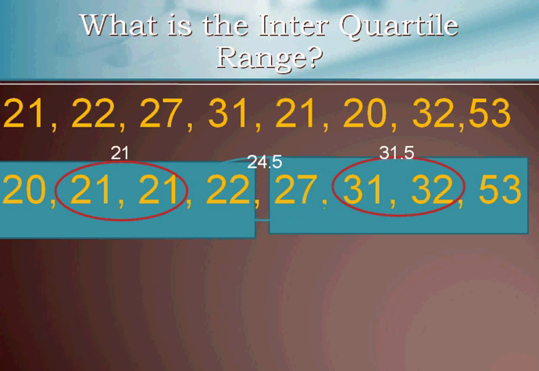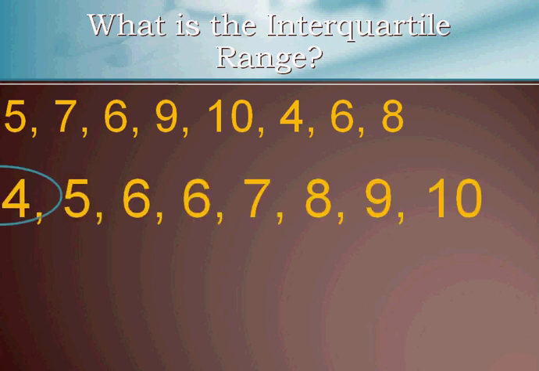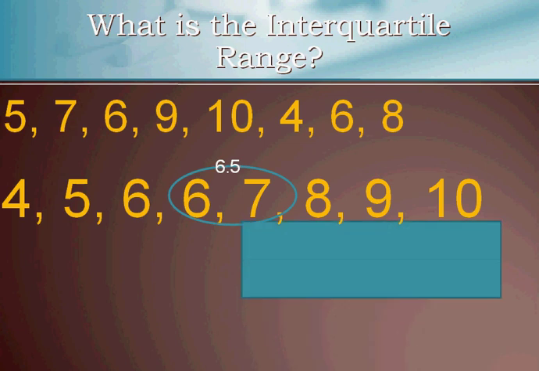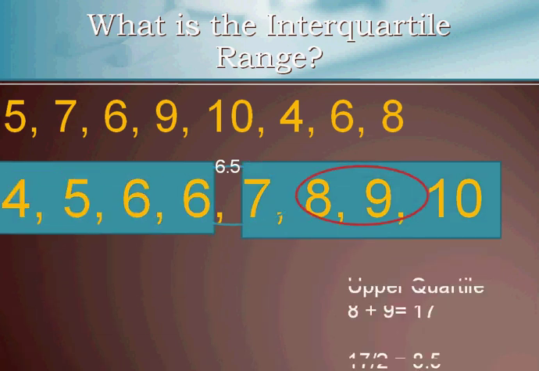Put the numbers in order. Find the median. In this case, we have to average. Find the upper and lower quartiles. Upper quartile minus lower quartile equals interquartile range.